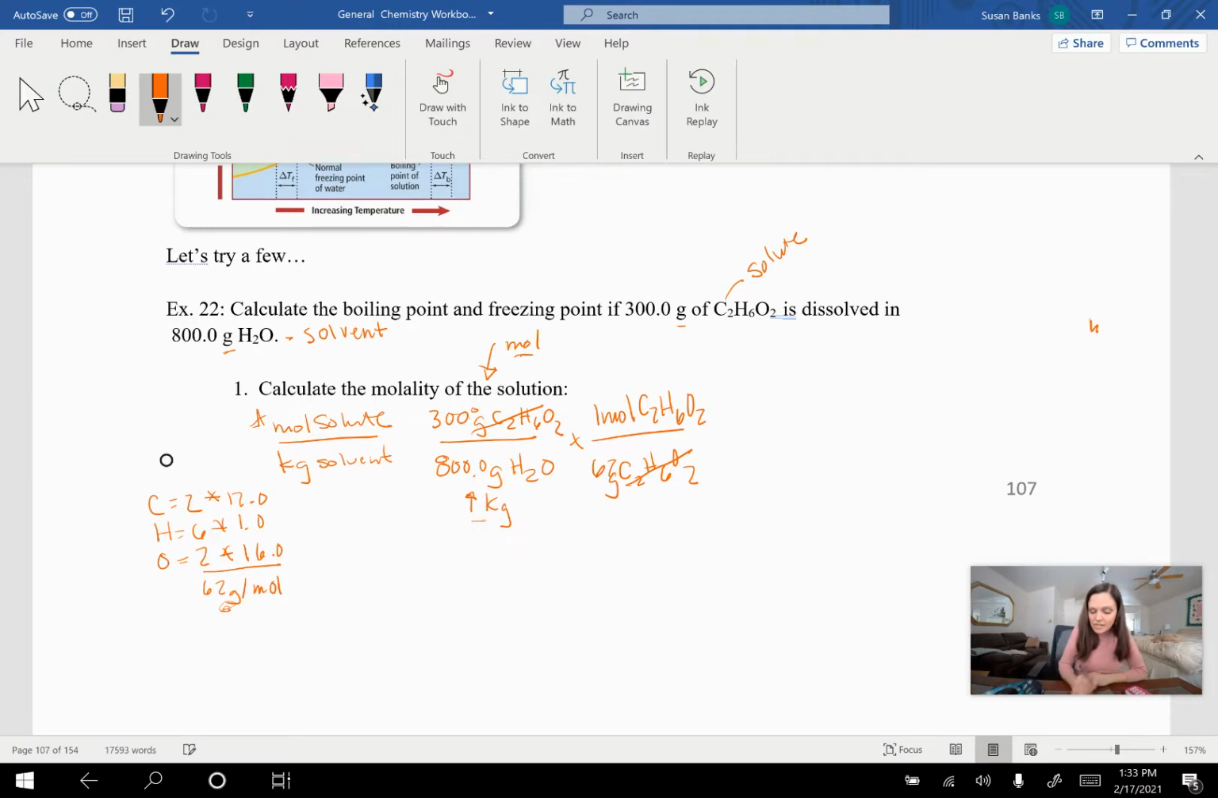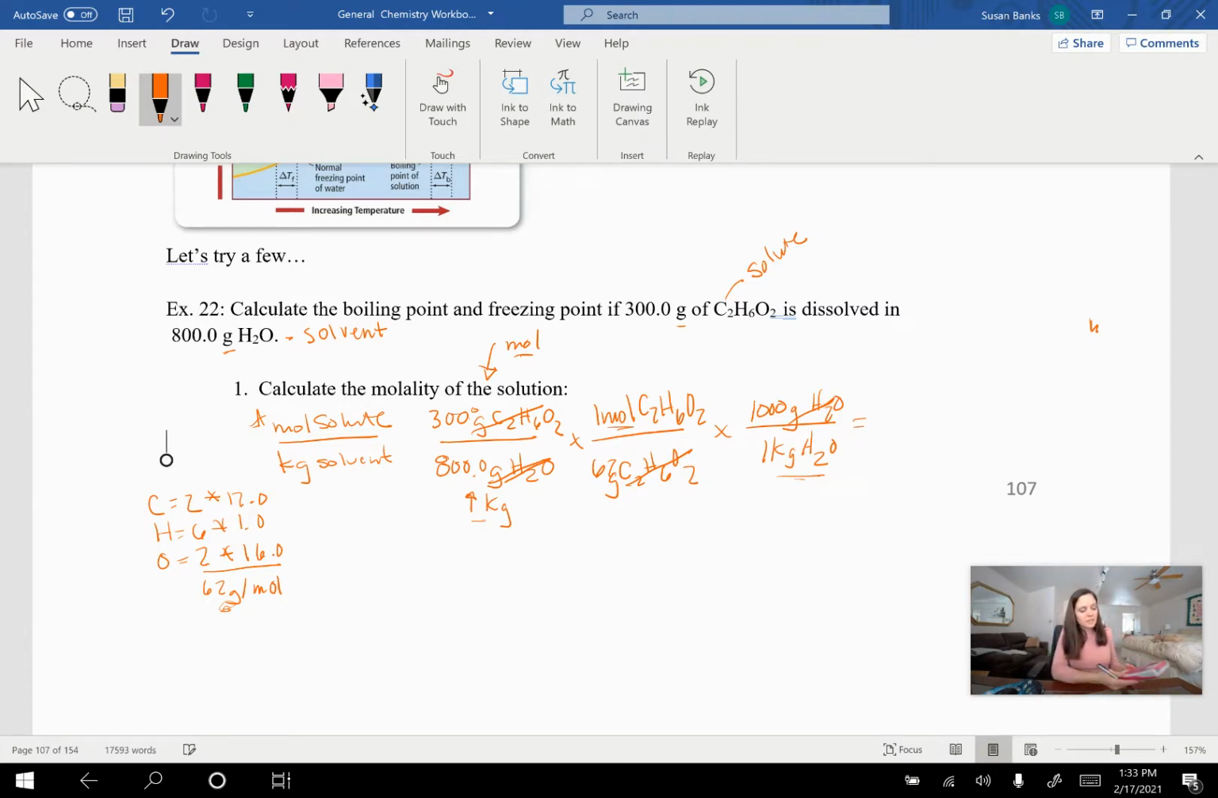Now let's work on getting kilograms on the bottom. So right now I've got grams. How many grams are there in a kilogram? Do you guys remember? That's right, there's 1,000 grams of water in 1 kilogram of water. So my grams of water cancel out, and I'm left with kilograms. Moles divided by kilograms, which is exactly what I want.